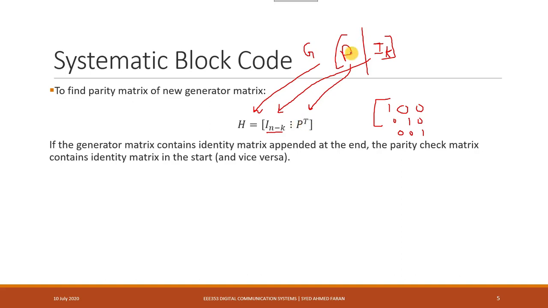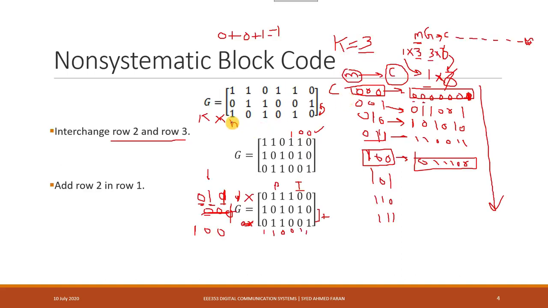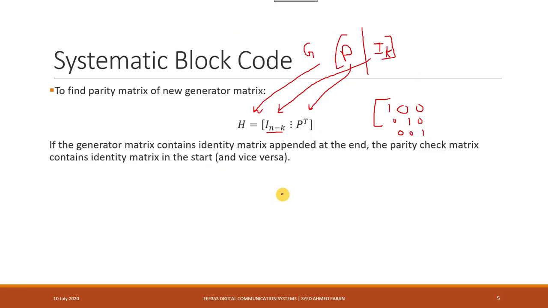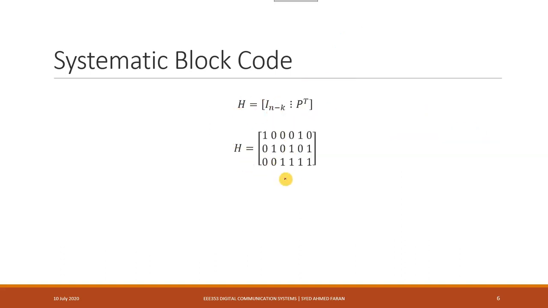Whatever the parity was written in the G matrix, the parity is written in the first 3 columns, its transpose is written at the end of this H matrix over here, and that would make an H matrix. So this is how the H matrix would look like: the identity at the start and the transpose of the parity from the generator matrix. So now we have the H matrix.